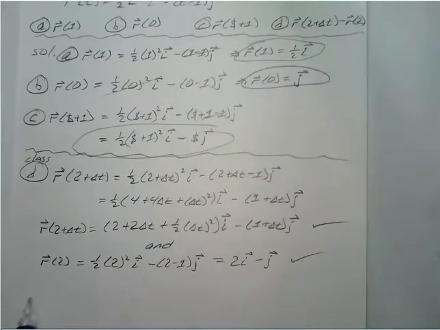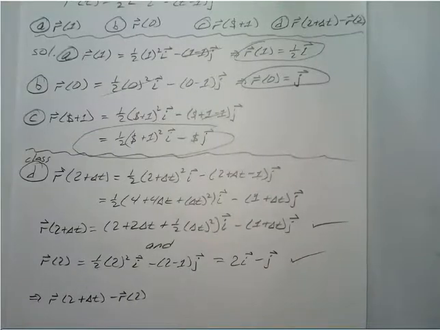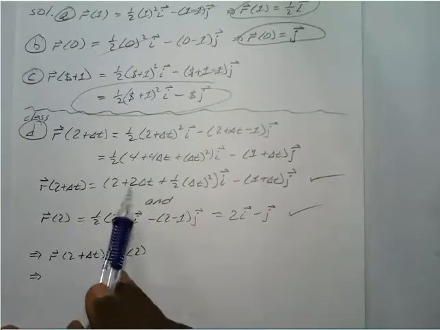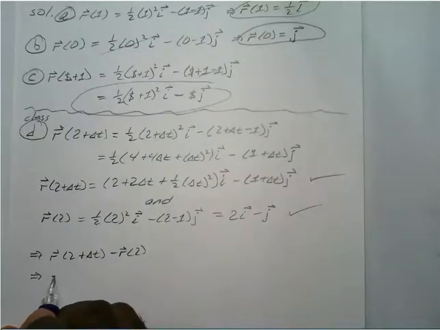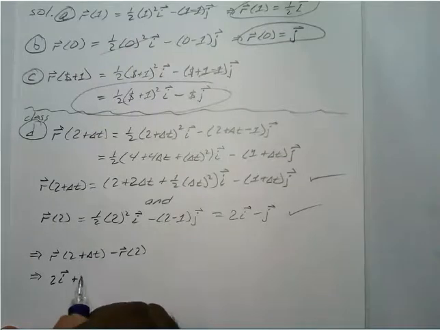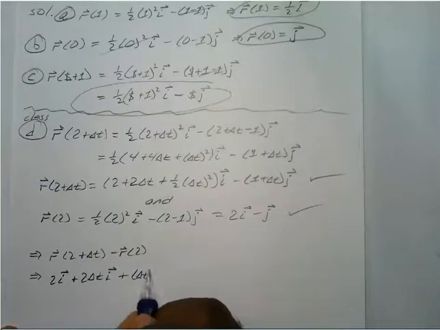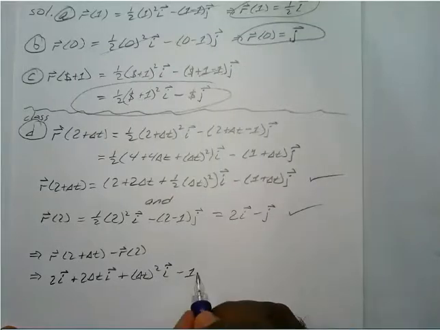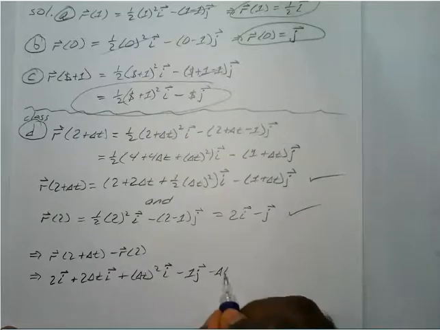Okay, so if we go ahead and subtract these, r vector of 2 plus delta t minus r vector of 2, we will end up with, well, if we go ahead and distribute, 2 i vector plus 2 delta t times the i vector plus 1/2 delta t squared times the i vector minus 1 times the j vector minus delta t times the j vector.